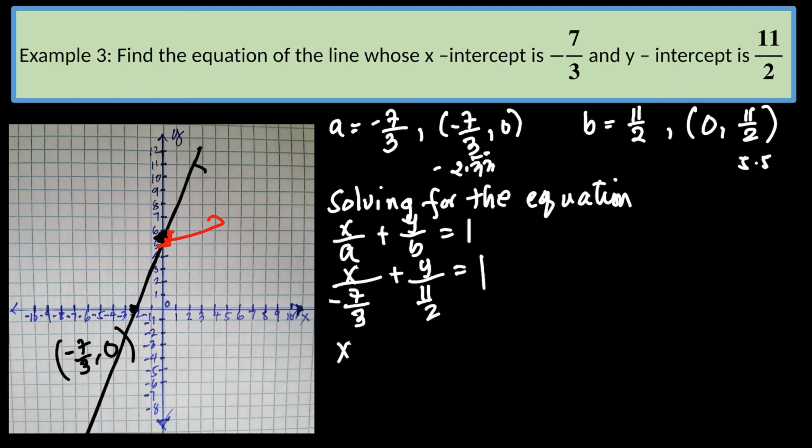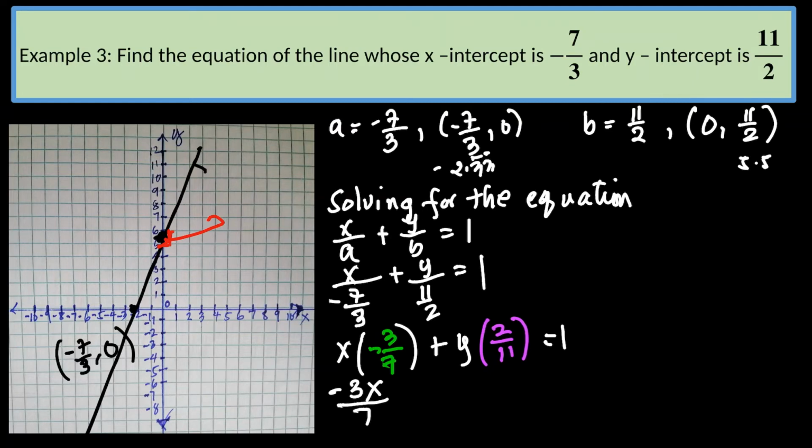So we have x times negative 3 over 7, plus y times the reciprocal, which is 2 over 11, equals 1. Okay, so this will give us negative 3x over 7 plus 2y over 11 equals 1. All right, so we can simplify this further by multiplying both sides by 77.